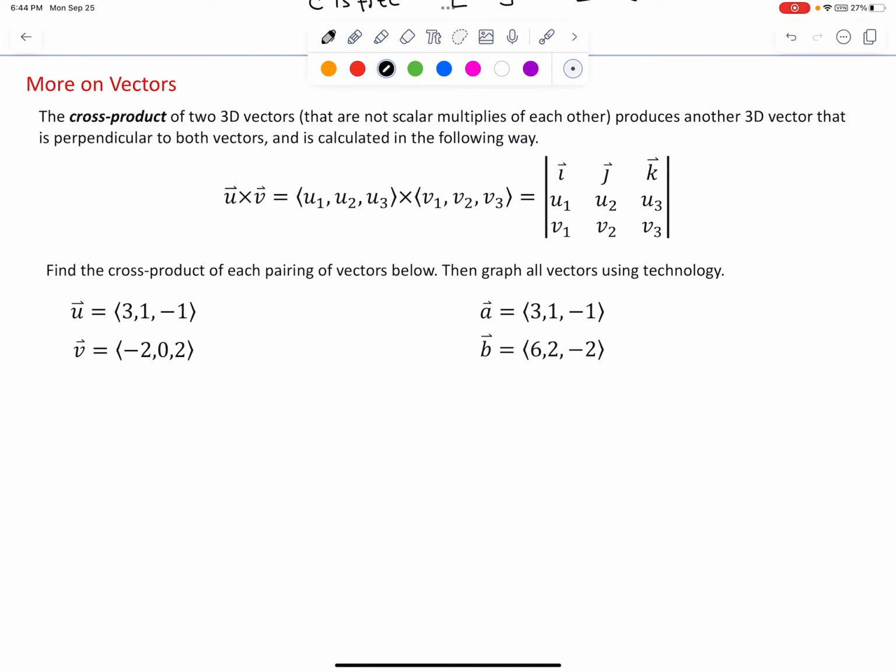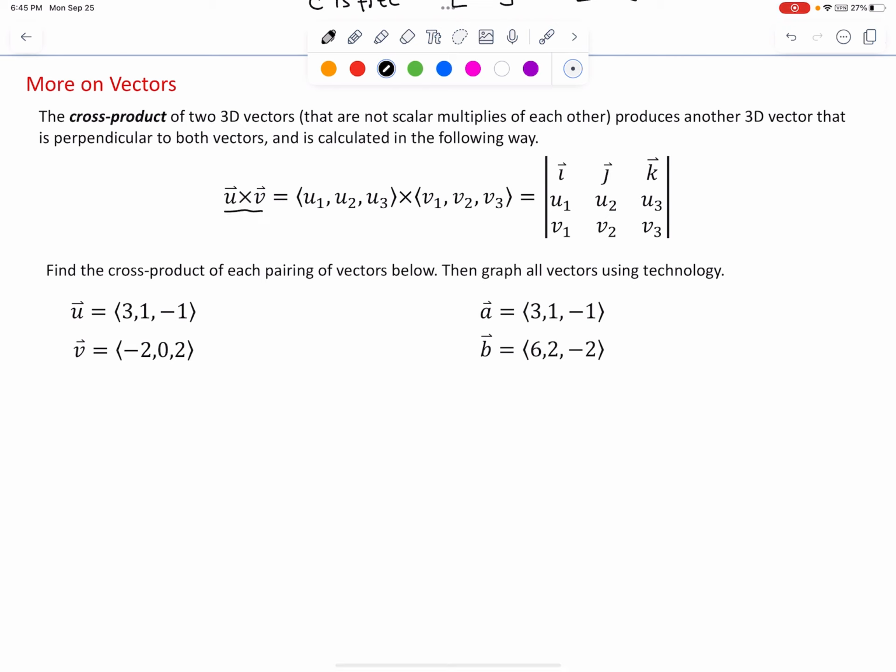The cross product of two 3D vectors that are not scalar multiples of each other produces another 3D vector that is perpendicular to both vectors and is calculated in the following way. So when you are working with three-dimensional vectors, we have another way that we can find a vector that's perpendicular to two given vectors, and it's called the cross product.